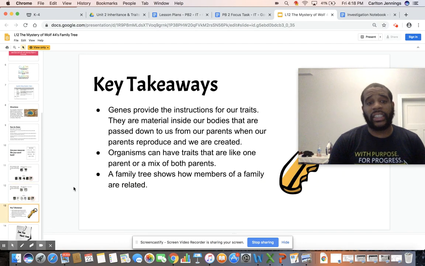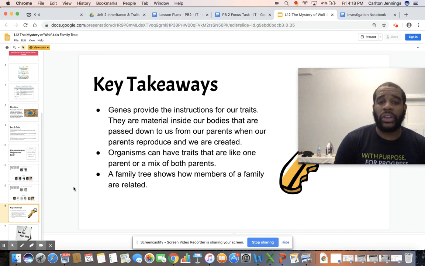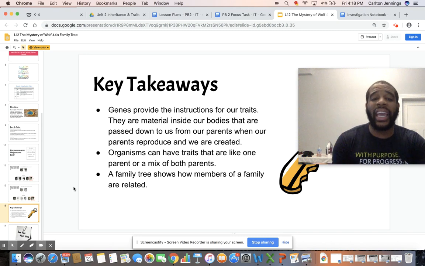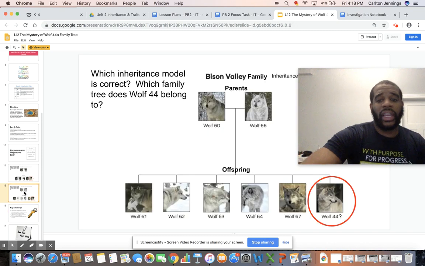So, key takeaways. Genes provide the instructions for our traits. They tell us where our traits go. They are material used inside of our body that are passed down from our parents when our parents reproduce and we are created. Organisms can have traits that are like one parent or a mix of both parents. A family tree shows how members of the family are related. So this is a small family tree.